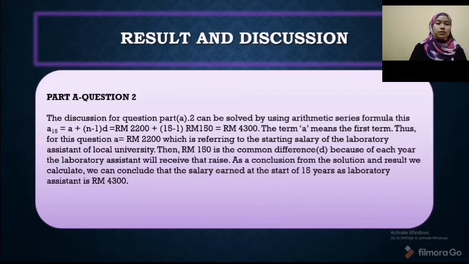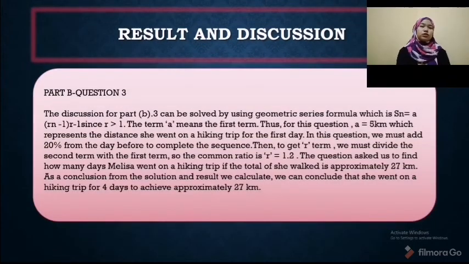The term a, which means the first term for this question, is 2,200 ringgit, referring to the starting salary of the lab assistant of a local university. Then the term d, which means the common difference, refers to the question, which says that each year the lab assistant will receive a raise of 150 ringgit. So after we calculate, we can conclude that the salary earned at the start of 15 years as a lab assistant is 4,300 ringgit. So we continue to the discussion and the result for part B, question 3.